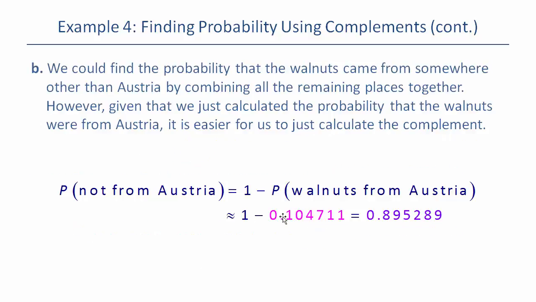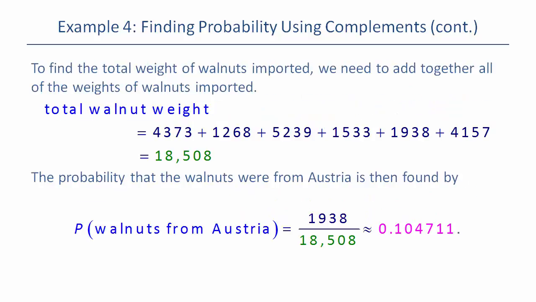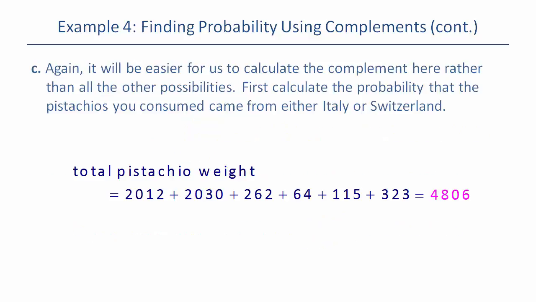I would only suggest doing it this way if you were asked to give an answer and it said, round your answer to 4 decimals or something like that. Then you've got enough decimals here that you can now take this and round it to 4 and have 0.8953. But if it wanted a precise answer, then you would have to go back and use the actual fractions and do 18508, subtract 1938 from it, get that number, and put that number over 18508. Okay, so it just depends on if they're asking for precise or if rounded is okay.